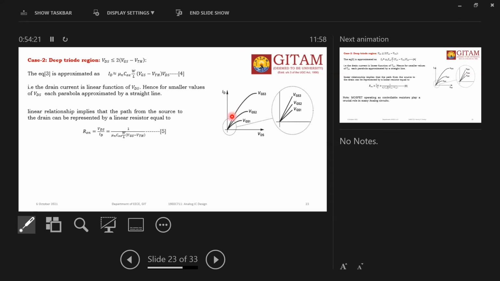Up to this portion, I'm considering only this portion. This is called the deep triode region. This region is magnified and shown here. See, each and everything is so linear. So linear. Okay? So how did you get this one?